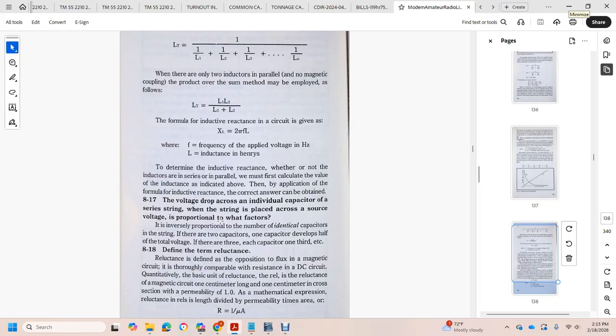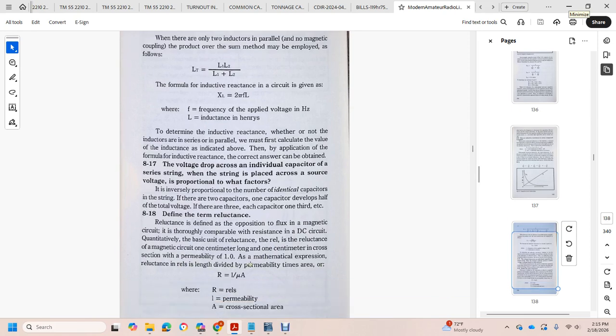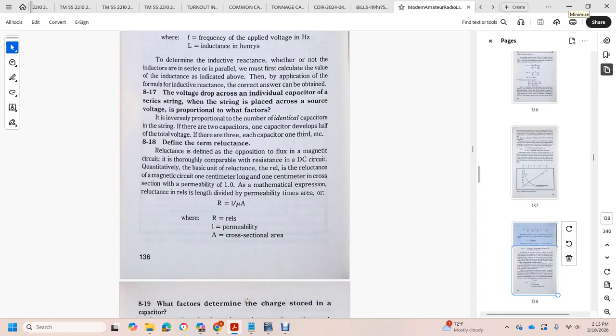Define the term reluctance. Reluctance is the opposition to flux in a magnetic circuit, comparable to resistance in DC circuits. The basic unit of reluctance is the rel, the reluctance of a magnetic circuit 1 centimeter long with a 1 square centimeter cross section and a permeability of 1.0. The mathematical expression for reluctance in rels is the length divided by the permeability times the cross-sectional area.